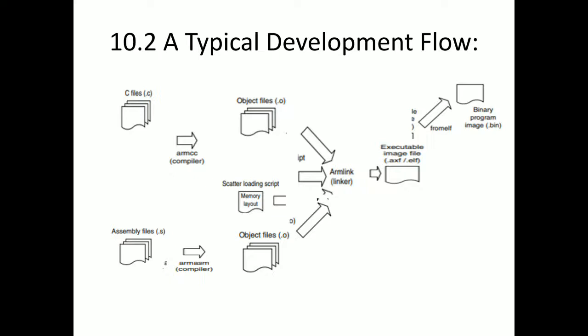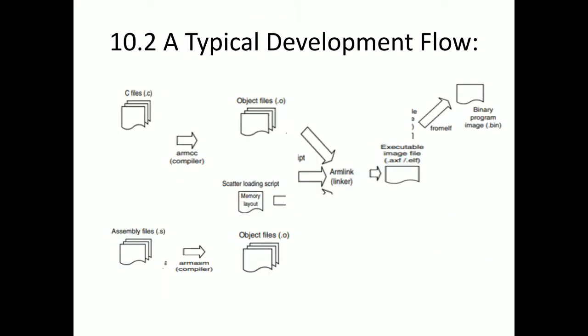This linker will generate the executable image file, the .eif file. And finally we need to generate an application, an executable application file. When we write a C program, we create a binary file, but when you write in assembly language, you get the final application file as .txt. You get the final disassembled code as .txt. This is about the typical development flow using ARM tools.